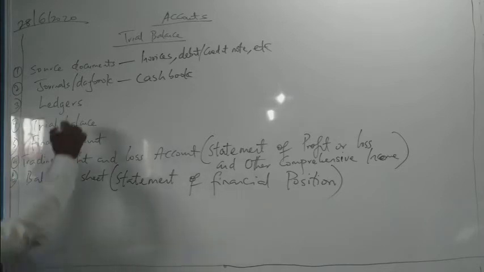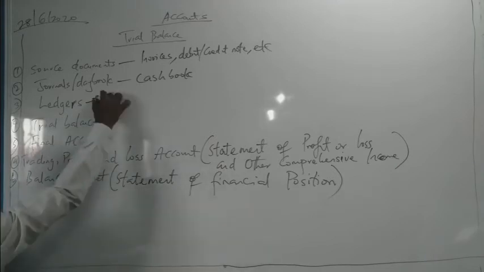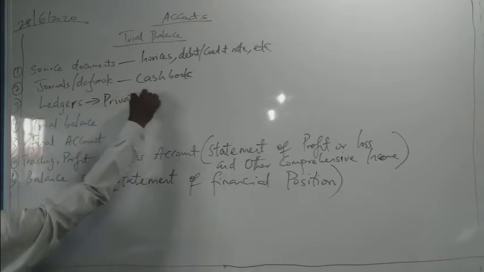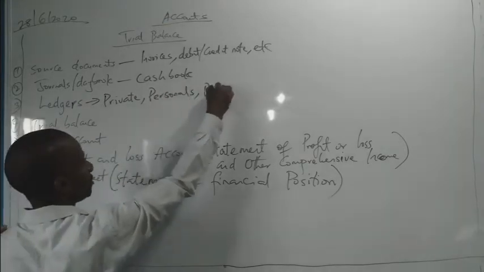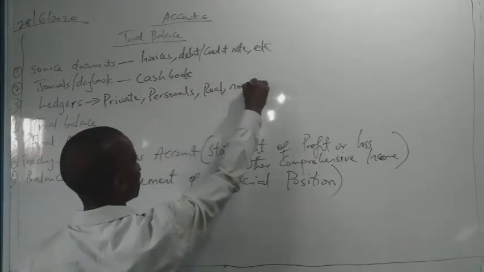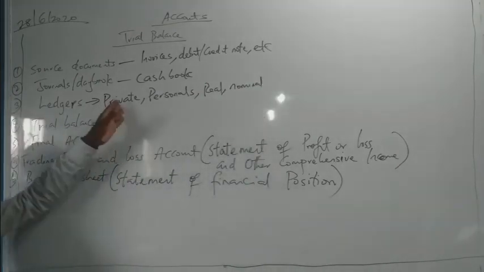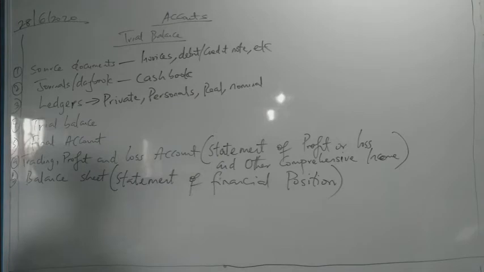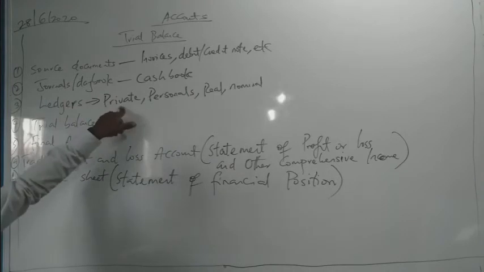Then the ledgers. We talked about the different ones. We talked about the private ledgers, the personal ledgers, the real ledgers, and the nominal ledgers. Remember, I told you about the private ledgers. What is it used for? The owners of the what? Business. That is their capital and drawings. This is where you see them.